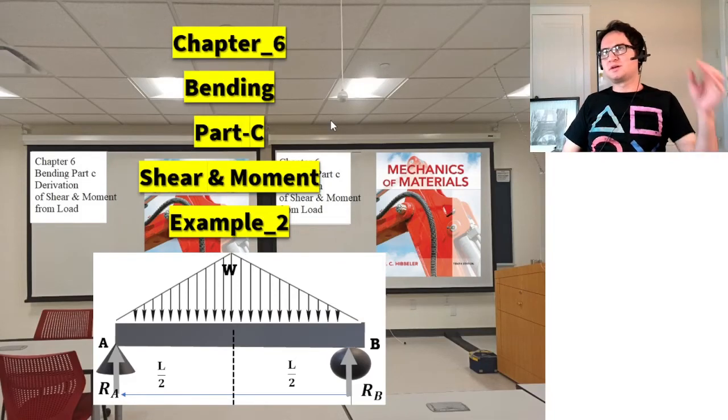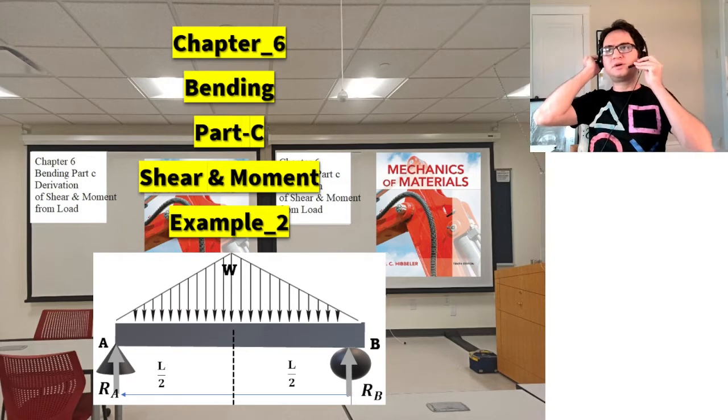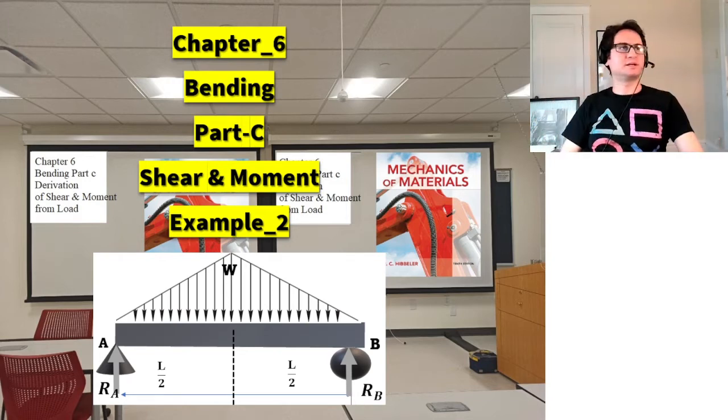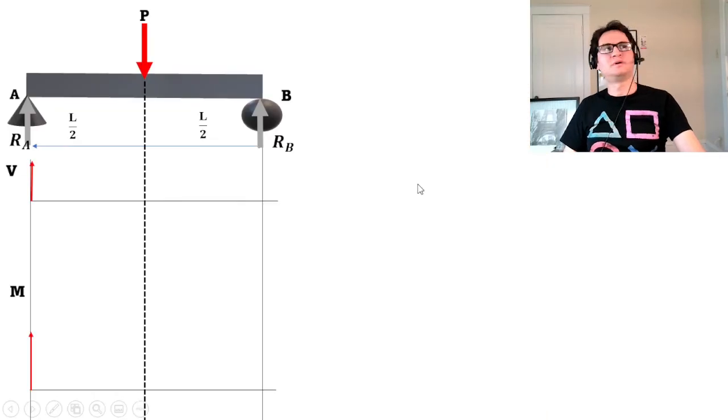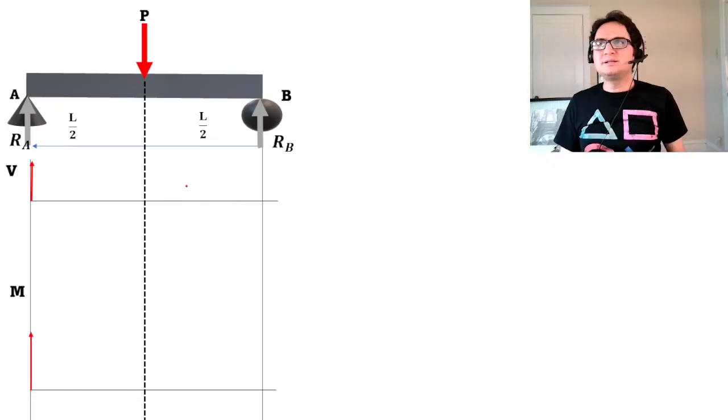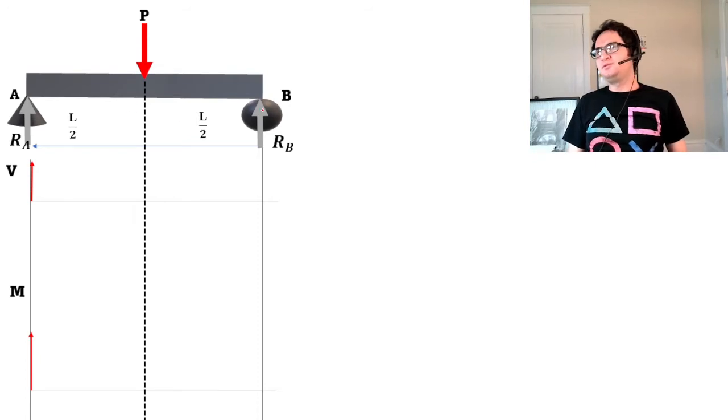Chapter 6, Bending Part C, Shear and Moment, Example 2. Let's consider a simply supported beam with a length of L handling a concentrated load of P at its center.